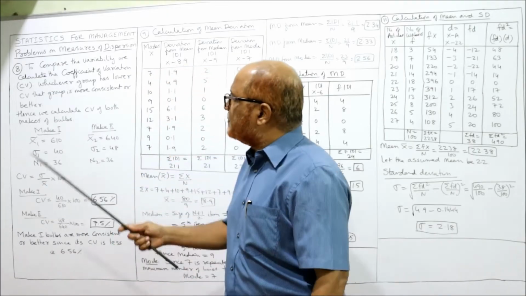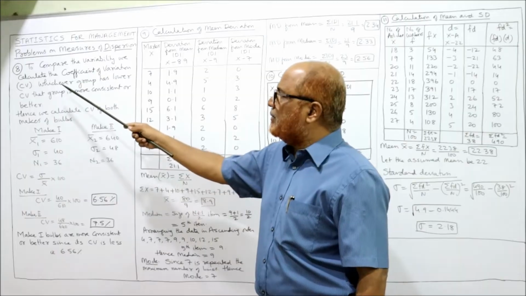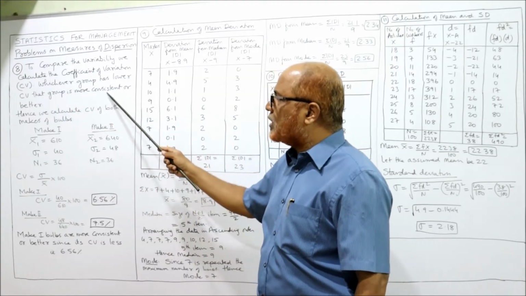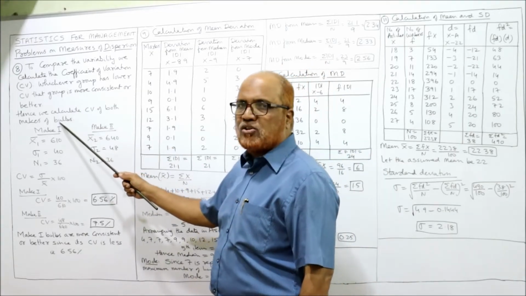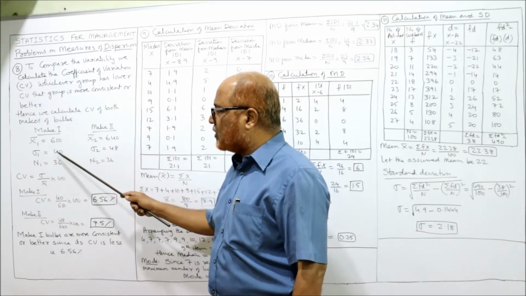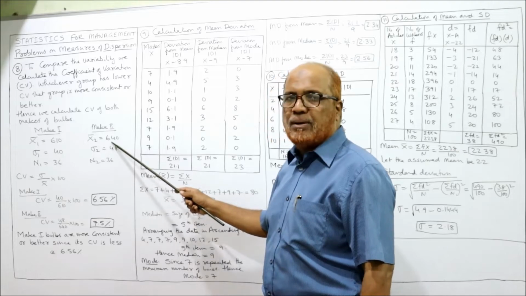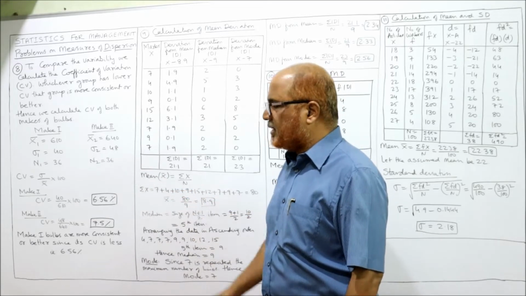So here I am writing, to compare the variability, we calculate the coefficient of variation CV. Whichever group has a lower CV, that group is more consistent or better. So hence we calculate CV of both makes of bulbs. Make 1 bulb: x bar 1 is 610, sigma 1 is 40, n1 is 36. Make 2 bulb: x bar 2, the mean of the second bulb, is 640, standard deviation 48, number of bulbs 36.